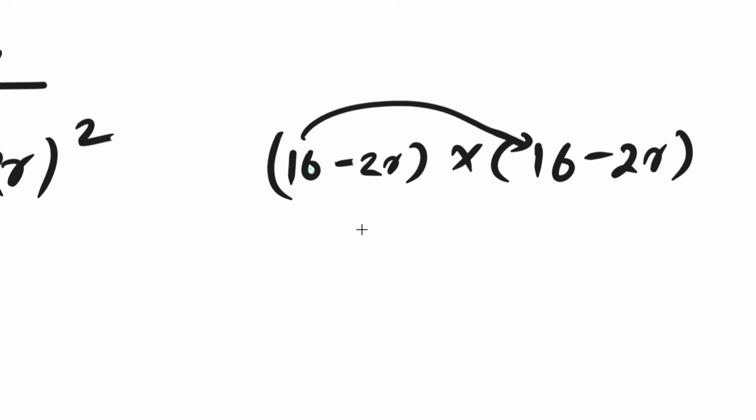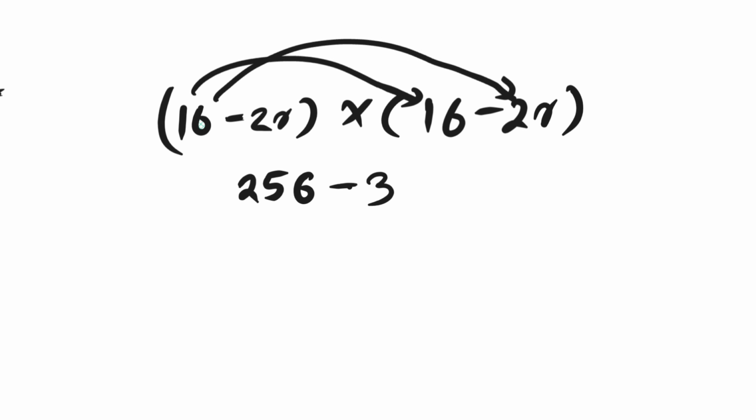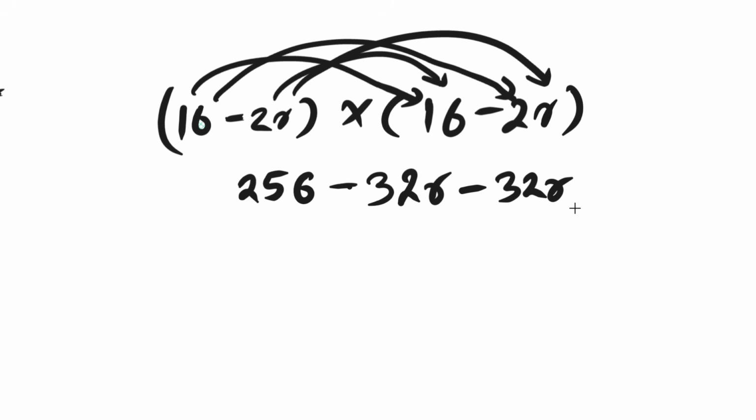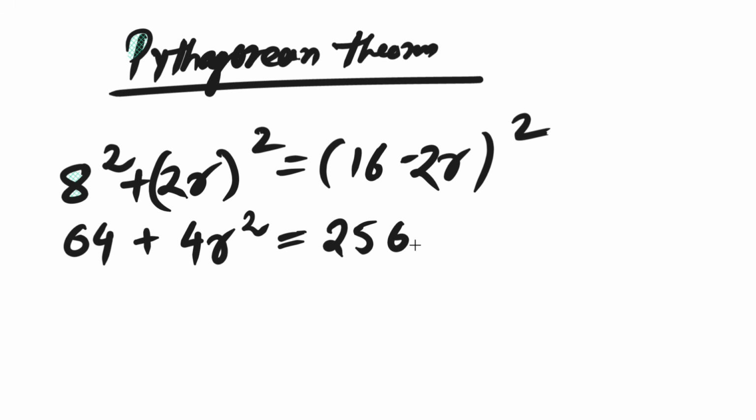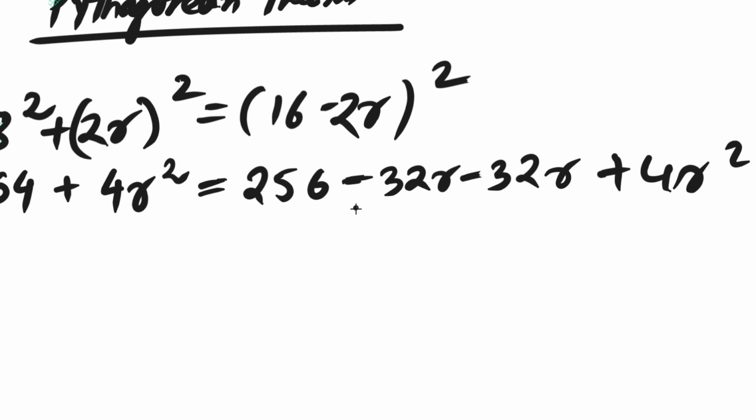16 multiplied by 16 gives 256. 16 multiplied by negative 2r gives negative 32r. Then negative 2r multiplied by 16 gives another negative 32r. Finally, negative 2r multiplied by negative 2r gives positive 4r squared. So the right side becomes 256 minus 32r minus 32r plus 4r squared. The two negative 32r terms combine to give negative 64r.